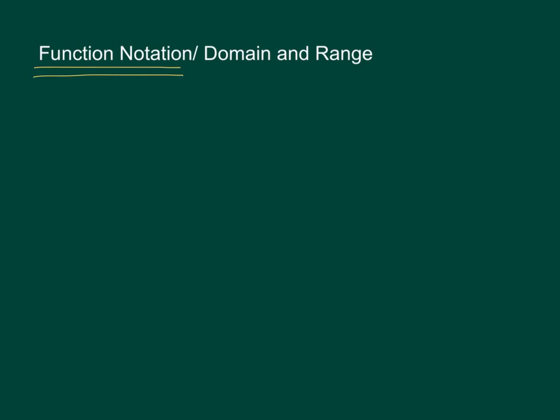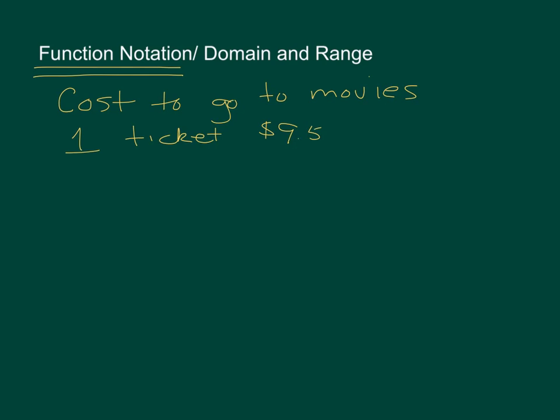If we were talking about the cost to go to the movies, and we knew that one ticket was $9.50 per person, then the cost to take a family to the movies would depend on the price per ticket. And we're going to let x equal the number of people that are going to the movies.